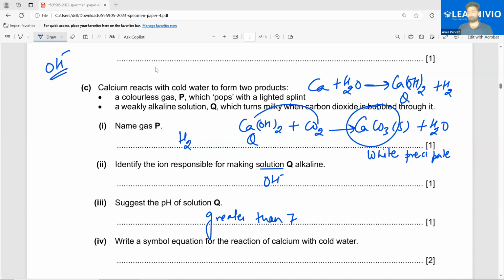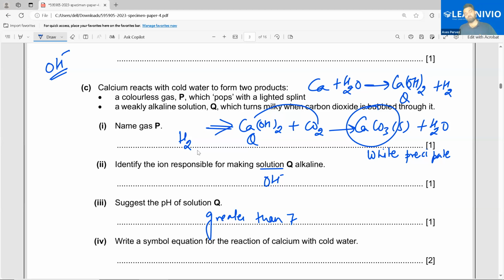Do the next one. Write the next one: Ca(OH) whole twice when reacting with carbon dioxide will give you CaCO3 plus water. Write that equation. Okay. Nice. Done. Next.